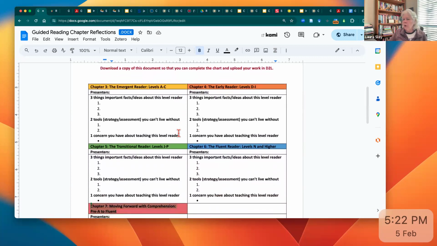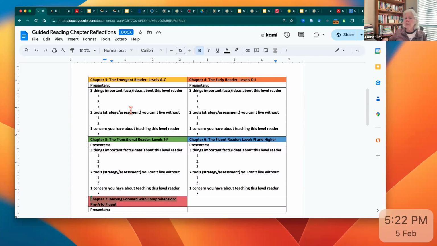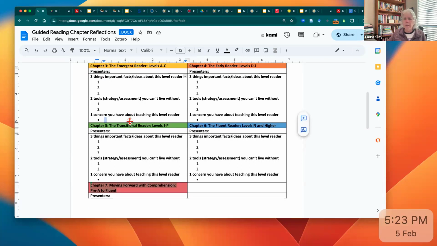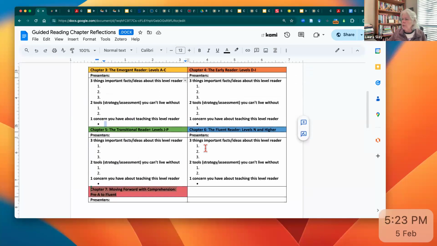Then while you're watching the videos, you're giving your peers feedback on the Padlet. But here, I want you to think about what you observed and do a small, quick reflection: three important facts that you got about the level and the type of reader; two things from the strategy that you saw in the teaching model demonstration; something you can't live without; and then maybe something that concerns you about teaching at this reading level. There's a place for each one of the levels.